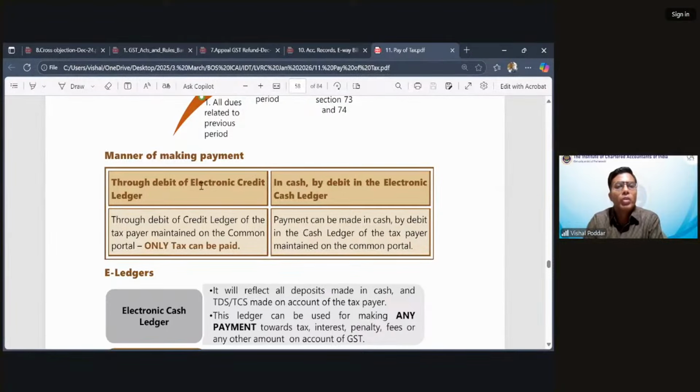Now, when you are utilizing the credit ledger, you should know that the credit ledger contains only credit of tax. So by default, whatever is the balance in your credit ledger, that can be used only to discharge your tax liability, not interest, penalty, fees. So only tax liability can be discharged using the credit ledger balance, and that also in the sequence as we discussed above. Thereafter, when you are using the cash ledger balance, that balance can be utilized for all payments, that is for payment of tax, payment of interest, etc.